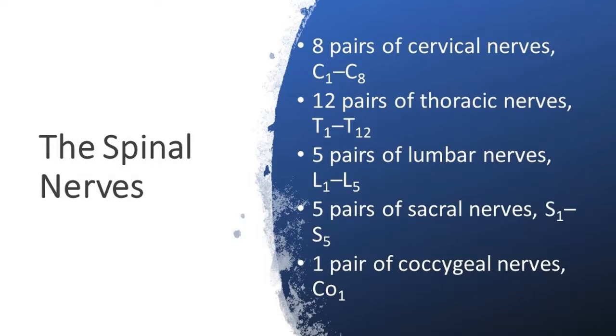There are 8 pairs of cervical nerves from C1 to C8. There are 12 pairs of thoracic nerves which are labeled as T1 to T12. There are 5 pairs of lumbar nerves, L1 to L5. There are 5 pairs of sacral nerves, S1 to S5. And there is a single pair of coccygeal nerve, which is CO1.